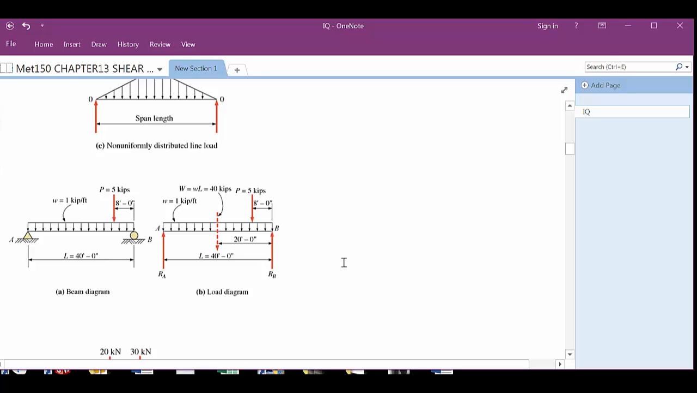So here we've got a beam diagram and then what the load would actually be, and this is kind of what I was just referring to. Here you've got, and I would go one step farther, and my free body diagram would look something like this, wouldn't it? Where you've got probably some kind of an AY, potentially an AX.